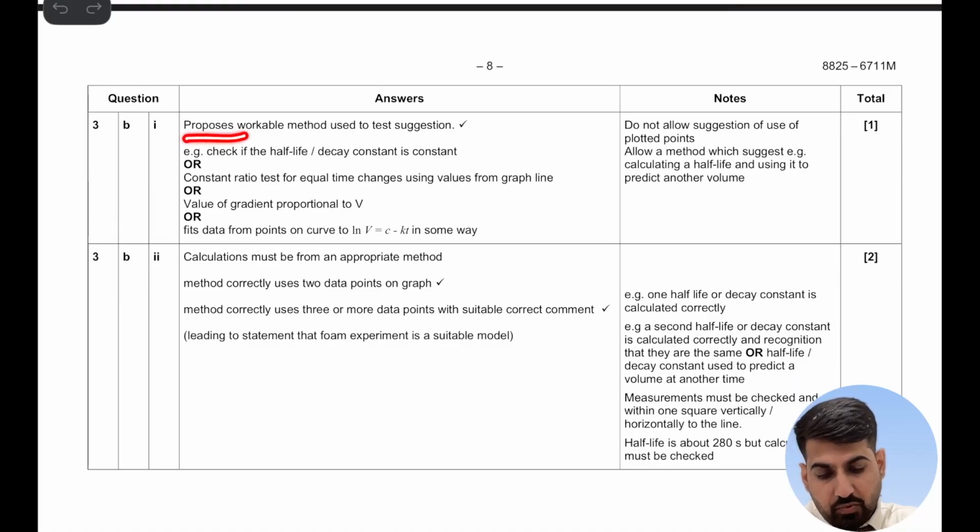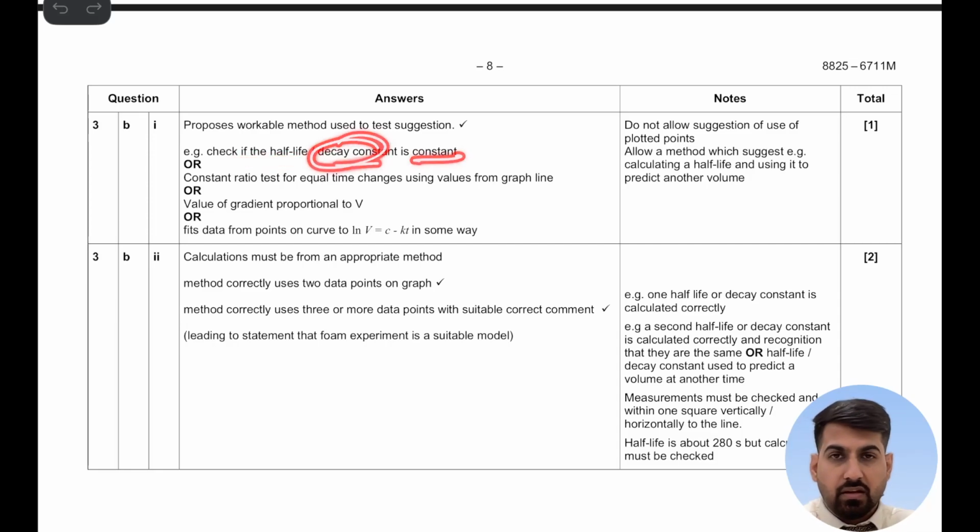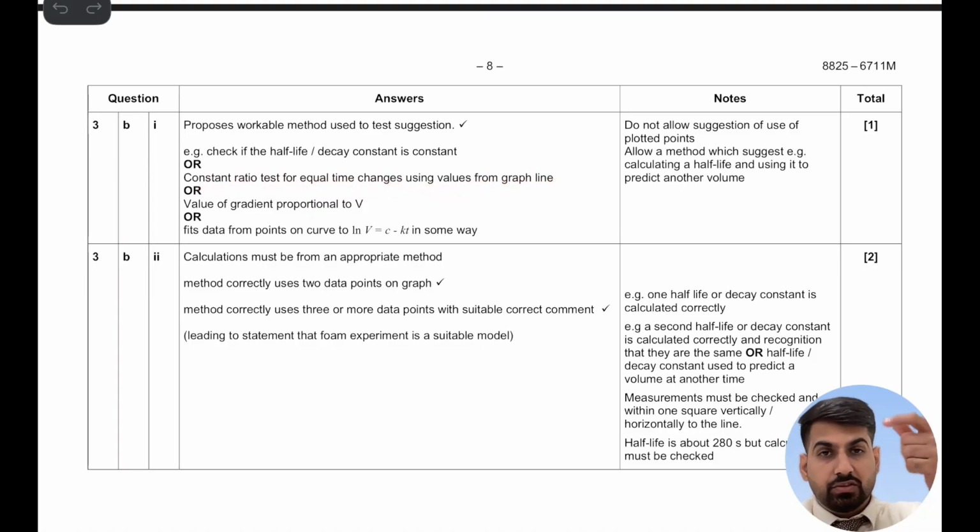Propose a workable method to test the suggestion, which is checking the half-life, which we have considered, that the half-life or the decay constant remains the same. Constant ratio test for equal time changes using values from the graph line. So the change in the volume should remain constant for equal intervals of time. You can choose your own time interval and then choose the ratios, initial over final. That ratio needs to be the same for equal interval changes.